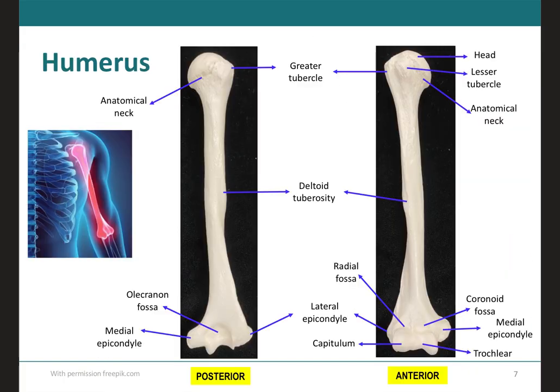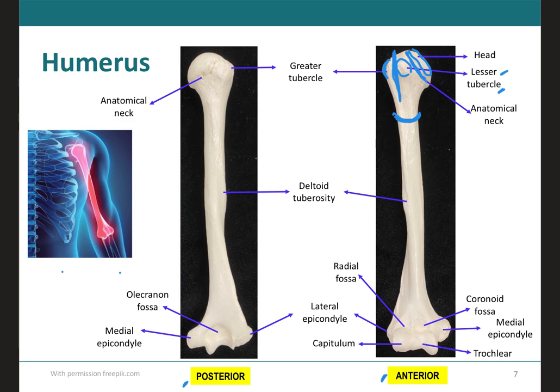Before we move on to the distal end, let's revise some of the bone features that we talked about already on the previous slide. Remember that this is a posterior view, this is an anterior view. On an anterior view, we can see the head right over here. Right after the head, we're going to have the anatomical neck. Coming around over here would be the surgical neck. Laterally, we're going to have the greater tubercle, and anteriorly, we have the lesser tubercle. In between the two, we can see the intertubercular groove right over here. Tubercles are going to be important for muscle attachment because they are rough projections.